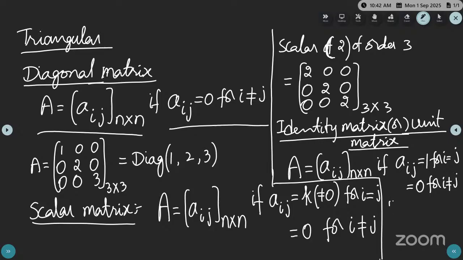This we denote as I_n by n or I_n. I for identity, and the n by n represents the order. Okay. So this is the way you people have to remember the definitions.